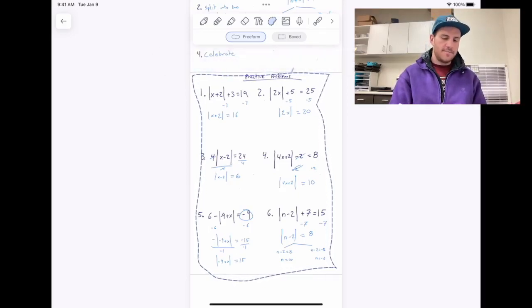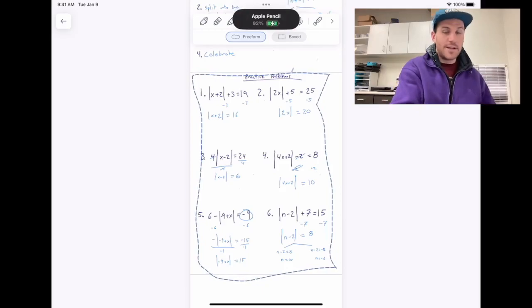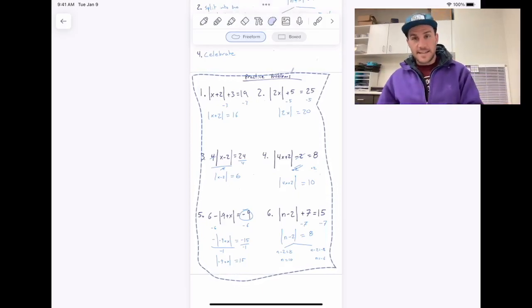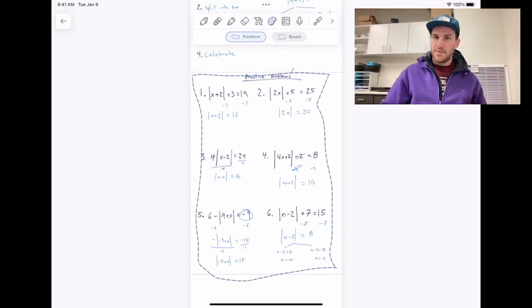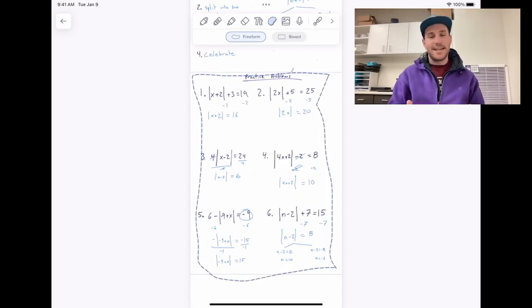All right, so folks, go ahead and get through that, and when you're finished with that, head to Canvas, complete the multi-step absolute value equation practice problems. And once you're done with that, you can complete any missing assignments you have in this class or other classes.